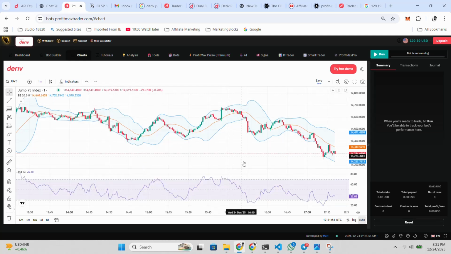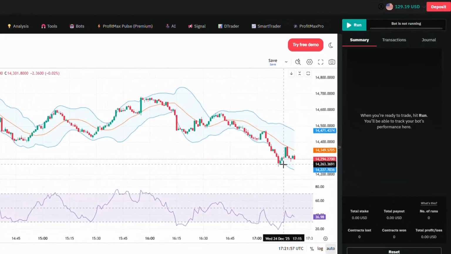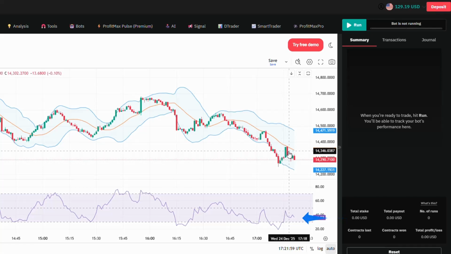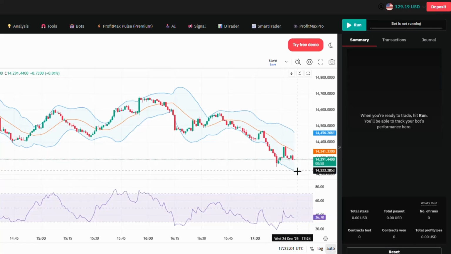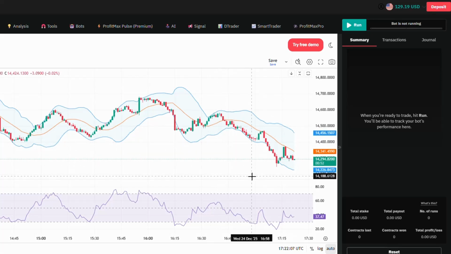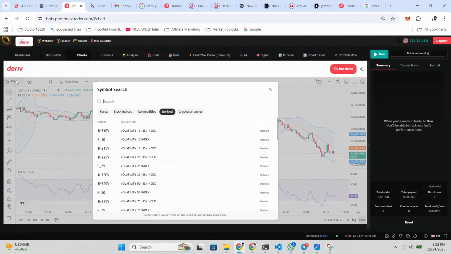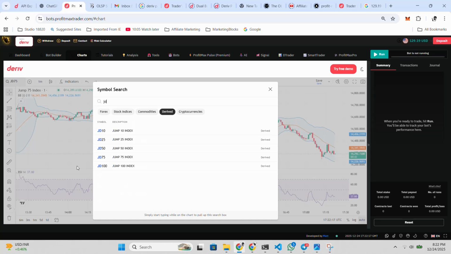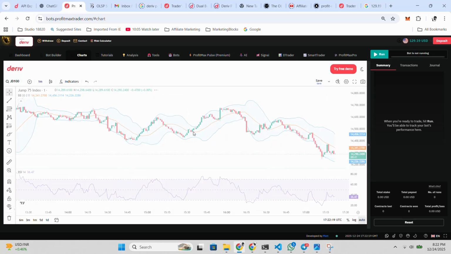So once you do that, you can see the relative strength index, RSI down there, is below 55, and clearly you can see this market is heading down, okay? You can see the general trend is that market is heading down. However, remember we are using a bot and we are trading with 1 minute. Let's look at Jump 100 index.